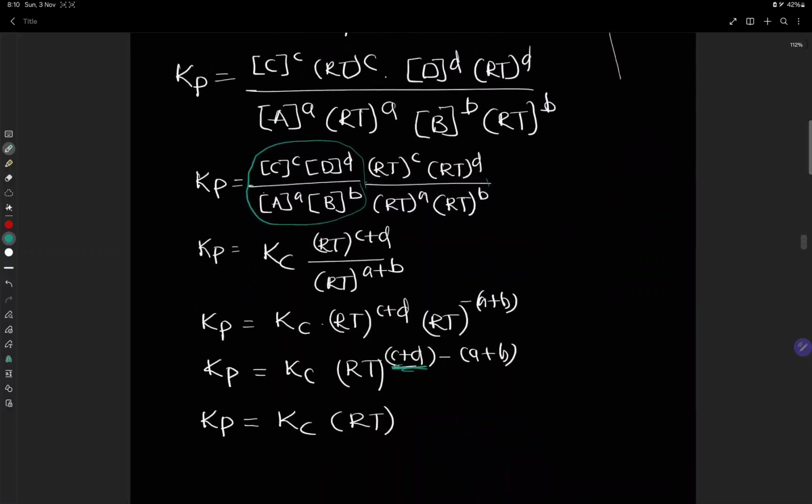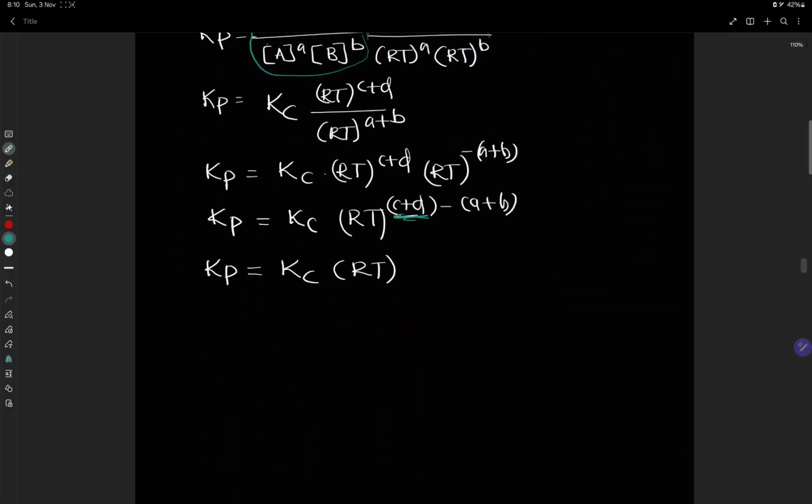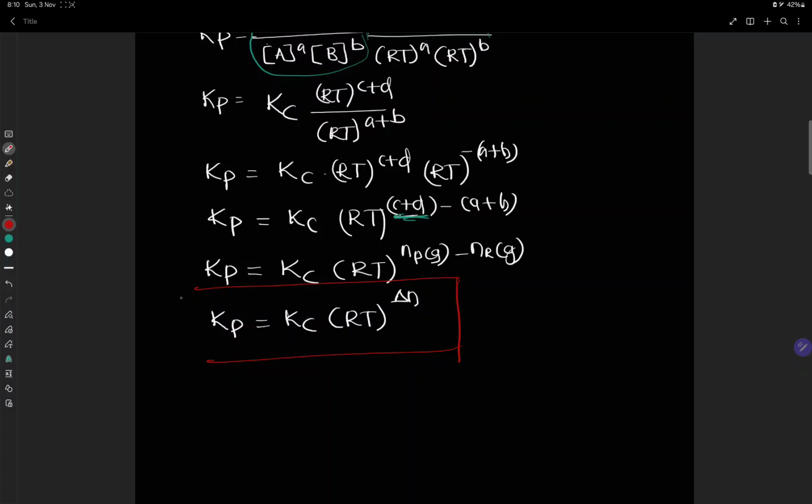So what are C minus A and so on? Number of moles of gaseous products minus number of moles of gaseous reactants. Then Kp is equal to Kc into RT power delta N. So this is the relation between Kp and Kc.